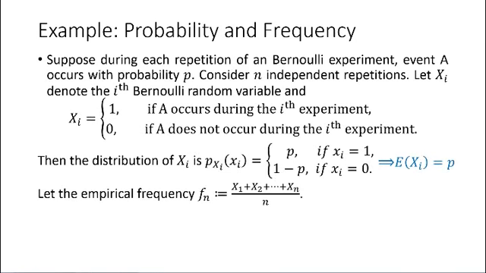Then the empirical frequency Fn equals the average of X1 up to Xn. By the weak law of large numbers, we have Fn approaches p as n goes to infinity. This indicates that when n is very large, the empirical frequency Fn of A is very likely to be close to p, the probability of A.